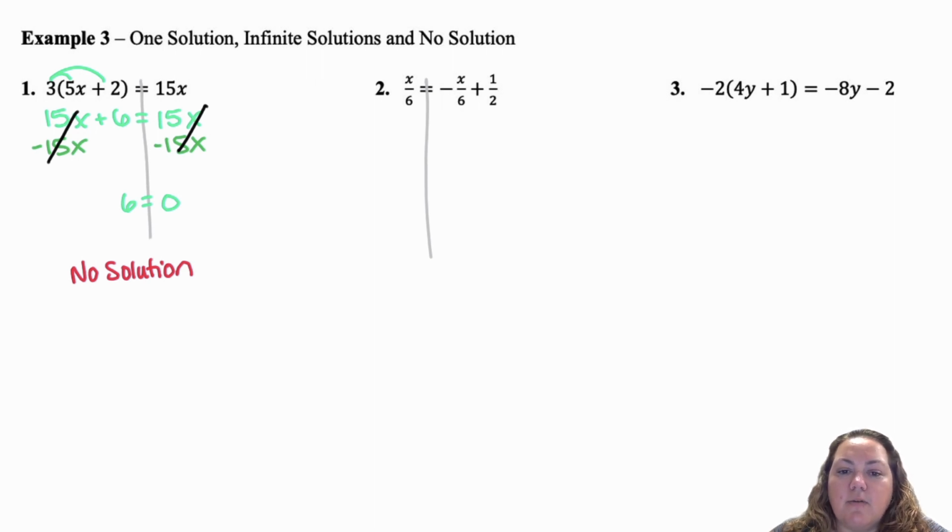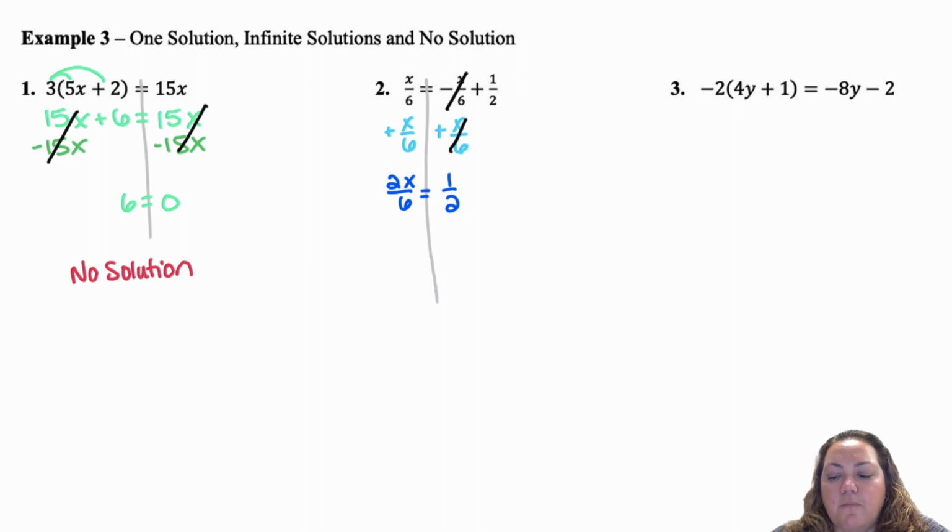All right, the next one, I have x over 6 equals negative x over 6 plus 1/2. All right, so I'm going to add x over 6 to the other side to get rid of the negative x over 6. That one cancels. X over 6 plus x over 6 gives me 2x over 6 equals 1/2.